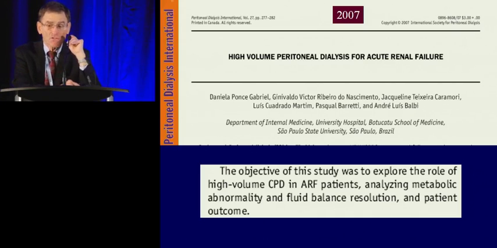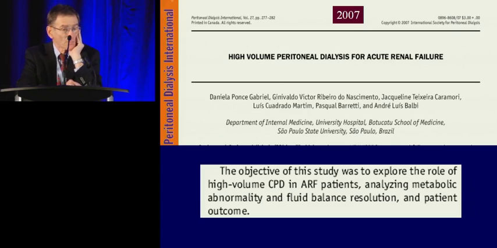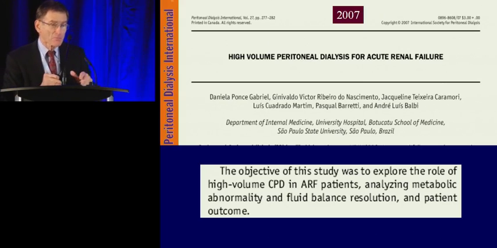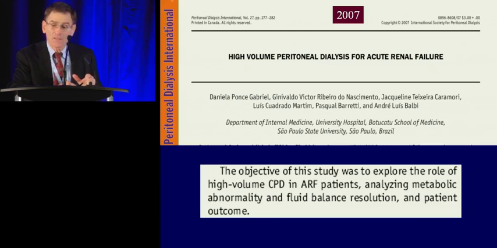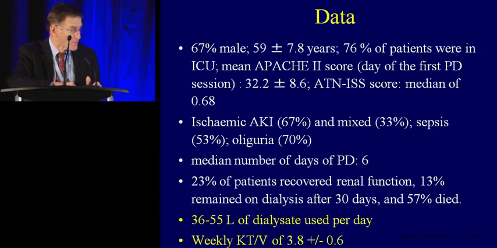Except that PD starts to resurface in the literature in a series of publications that come from Brazil, done by Daniela Ponce Gabriel. Her name changes along the way because she gets married, so the paper is either by Gabriel or by Ponce. But the first paper comes out in PDI in 2007, and this is using high-volume PD for acute kidney injury. And she was simply exploring whether this was feasible to do.